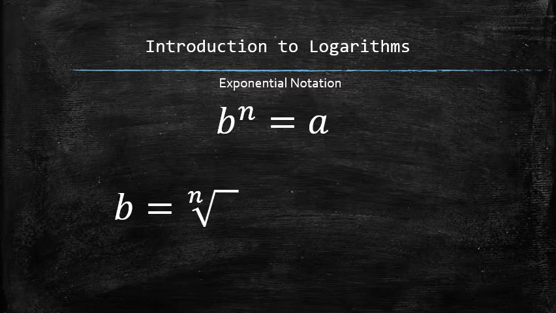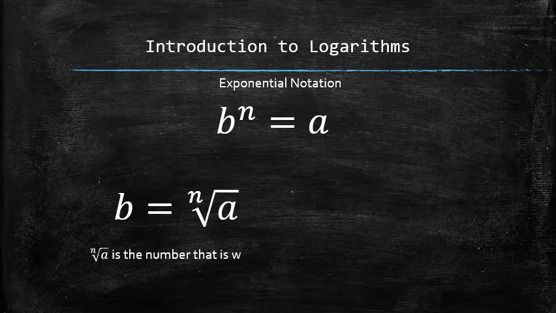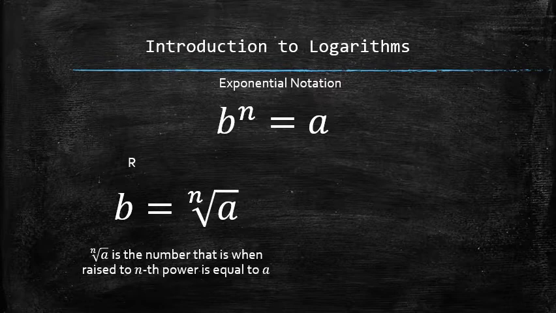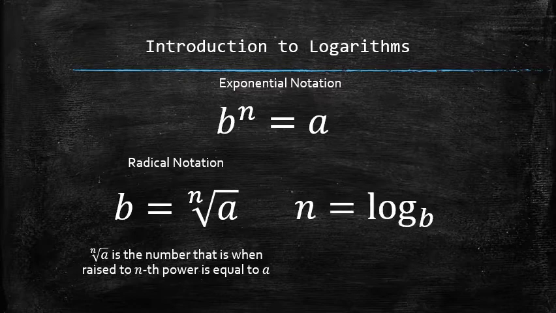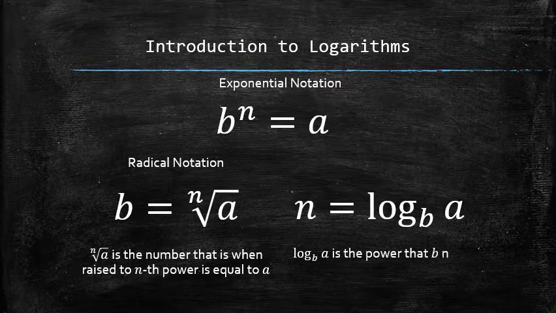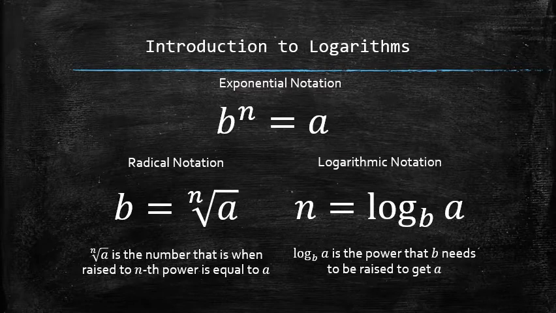We call the nth root of a number a the number that, when raised to the nth power, is equal to a, and we use the radical notation to denote the nth root. Similarly, we call the logarithm of a number a with base b the power that b needs to be raised to get the number a, and we use the logarithmic notation to denote such number.